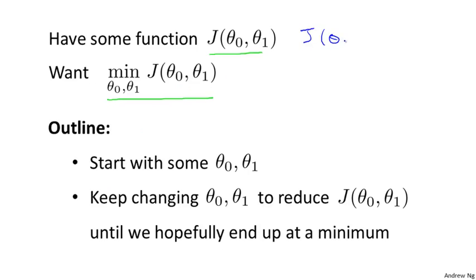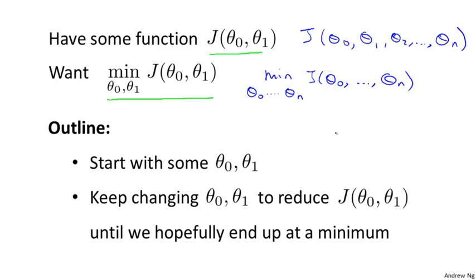So imagine if you have a function J of theta 0, theta 1, theta 2, up to, say, some theta n, and you want to minimize over theta 0 up to theta n of this J of theta 0 up to theta n. It turns out gradient descent is an algorithm for solving this more general problem, but for the sake of brevity, for the sake of succinctness of notation, I'm just going to pretend I have only two parameters throughout the rest of this video.